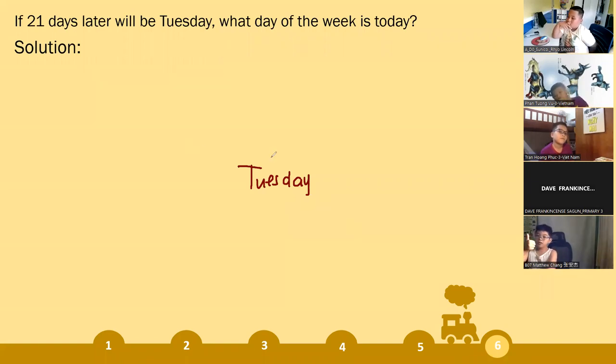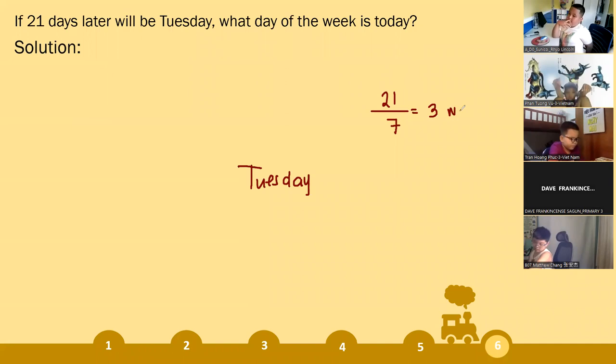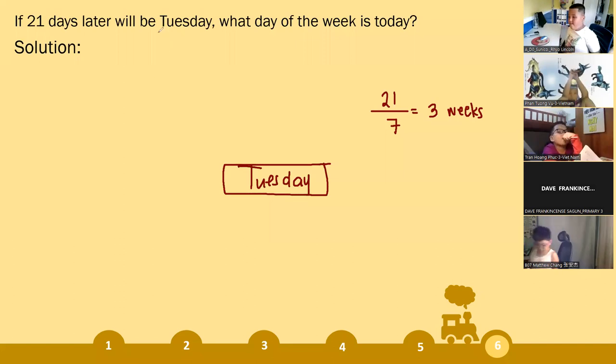Okay. So here, the answer is Tuesday. Why? So you know the answer, but the others don't know how to get Tuesday. So please refrain from telling me the answer directly when I'm still reading the problem. Okay, so we have here, 21 days later will be a Tuesday. So what you need to do is just divide 21 by the number of days in a week. That's 3. That's exactly 3 weeks. That means you need to count 3 weeks before Tuesday, and that is still a Tuesday. That's how we get the answer. Clear?